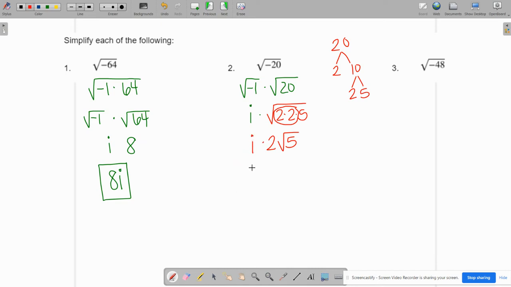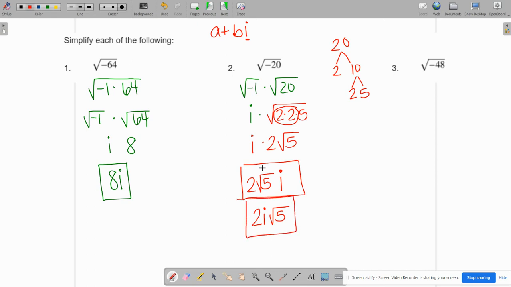You'll see people write this a variety of ways. If we're thinking in terms of a plus bi, a lot of times we see the i at the end. So you might have 2 root 5 times i. You just need to make sure it's obvious the i isn't underneath the radical. So that's one way to write it. Or sometimes people prefer to have the radical at the end, so the 5 here, and then you'd have the 2i out front. I'm okay with either of them. It's really kind of your preference.